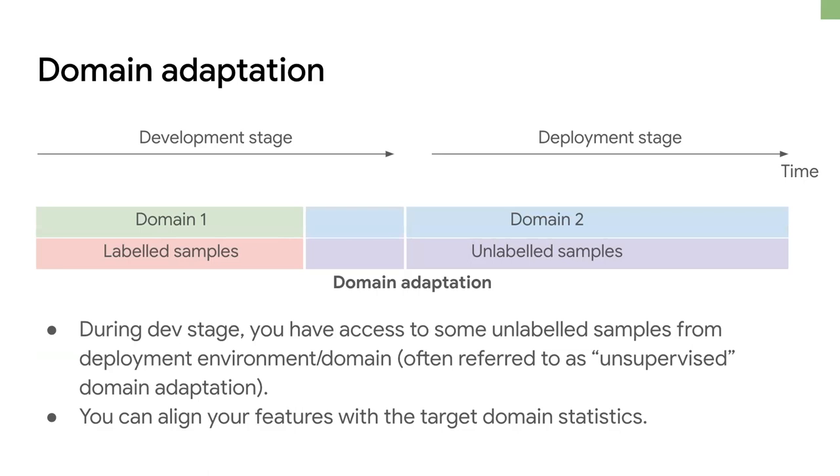Now, domain adaptation is slightly different. It still talks about generalizing to a different distribution. But when you say domain adaptation, it means you have access to a few deployment samples during development. So you have a few unlabeled samples from domain 2 on the right side of development here, and you can basically utilize them for training the model or doing whatever you like. This is often called unsupervised domain adaptation, but I like to just call this domain adaptation.